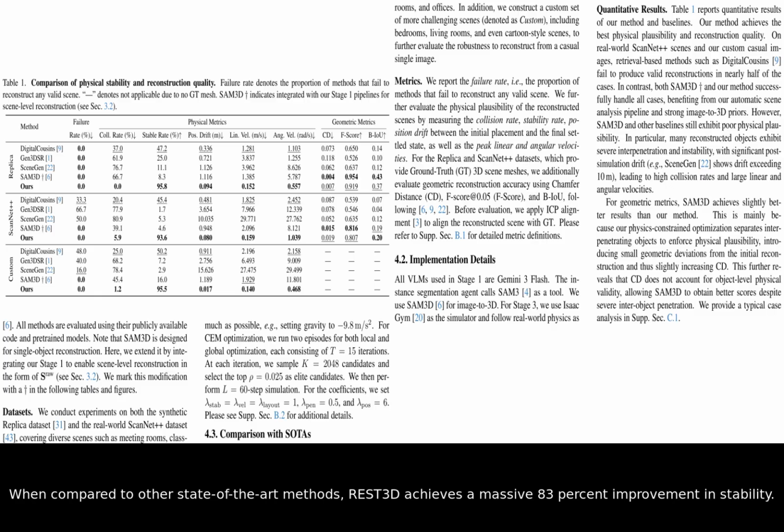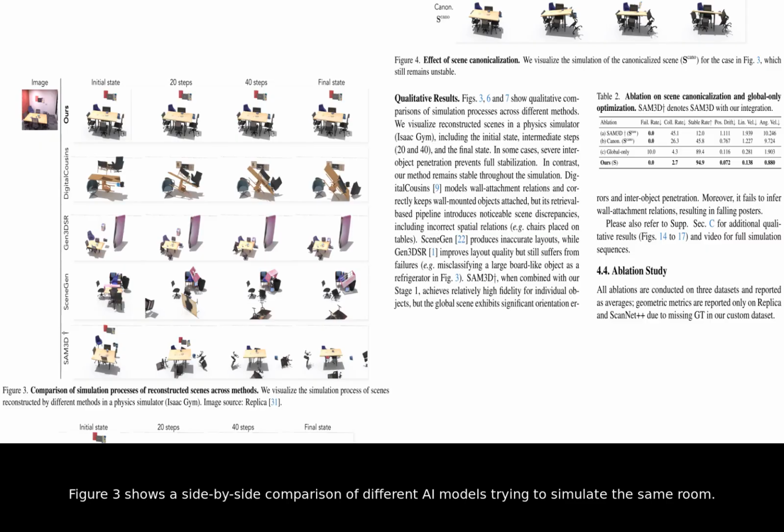When compared to other state-of-the-art methods, REST3D achieves a massive 83% improvement in stability. You can see in Table 1 how the failure rate drops significantly compared to previous attempts. Figure 3 shows a side-by-side comparison of different AI models trying to simulate the same room. While other models see their chairs and tables fly apart, the REST3D scenes remained perfectly still. It is a striking visual difference that proves the importance of physics-aware AI.